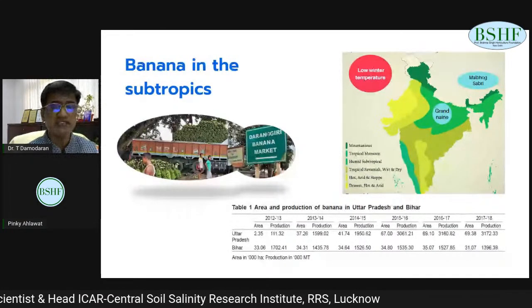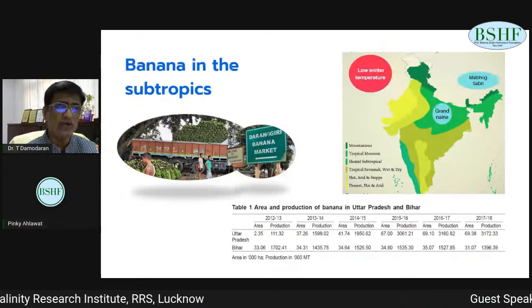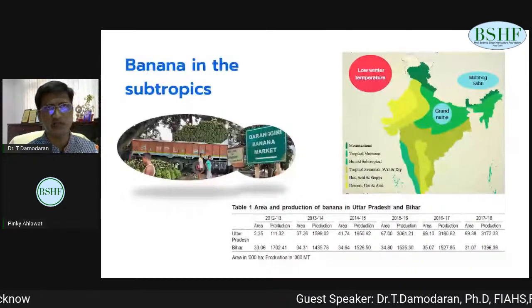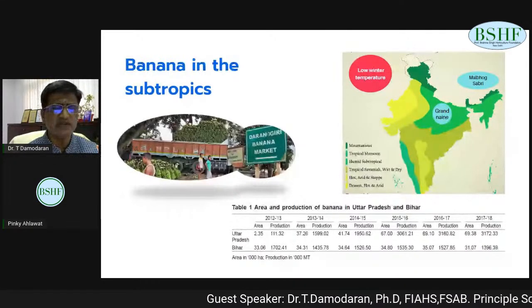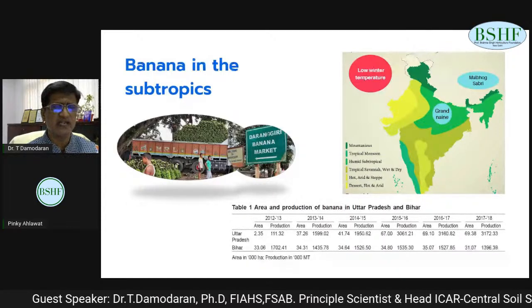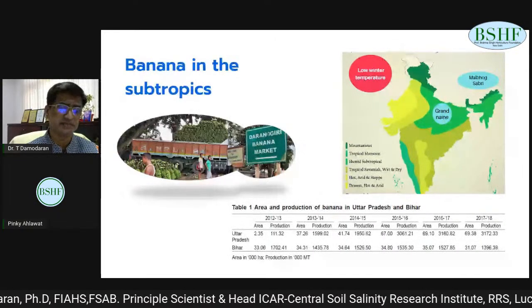Now, when the area has increased, the challenges have also increased. And what is this Fusarium wilt? Why is the subtropical banana industry peculiarly affected by Fusarium wilt? You see, Fusarium wilt is a very common disease that has been the major cause for the decline of the banana industry since the 18th and 19th century, we can say.